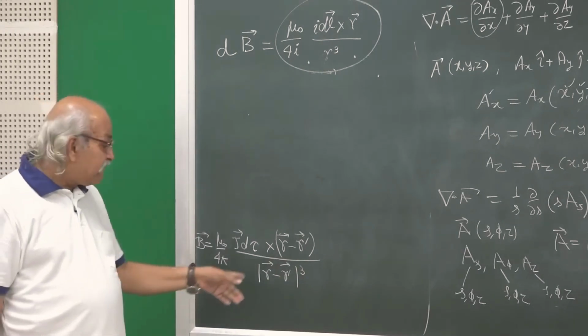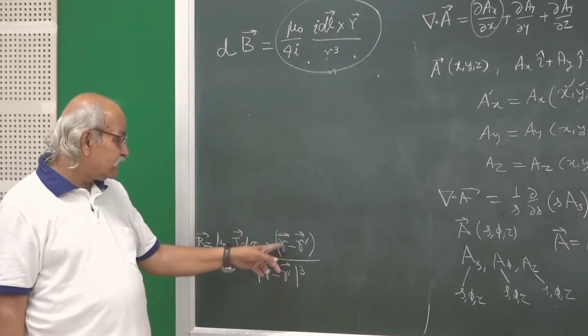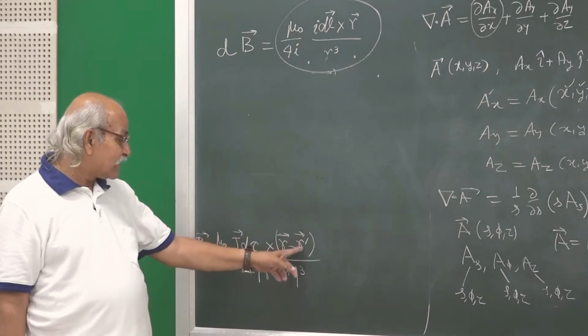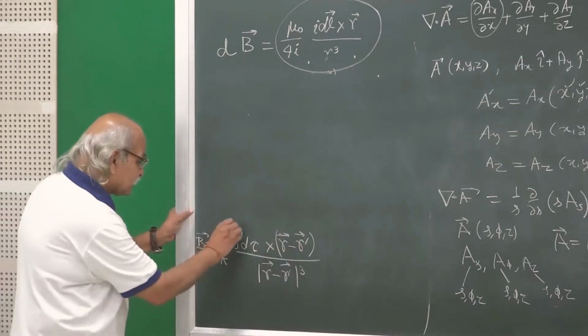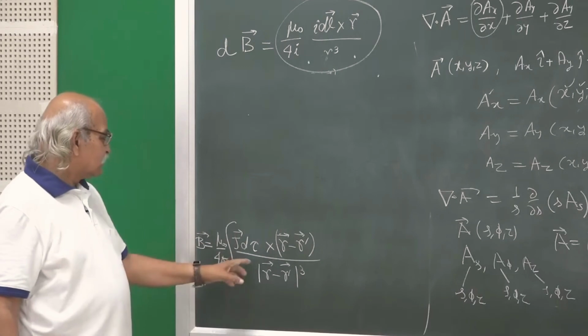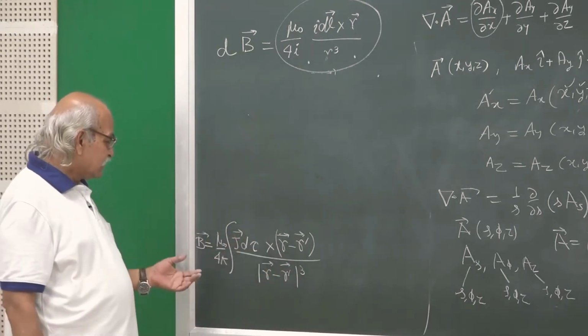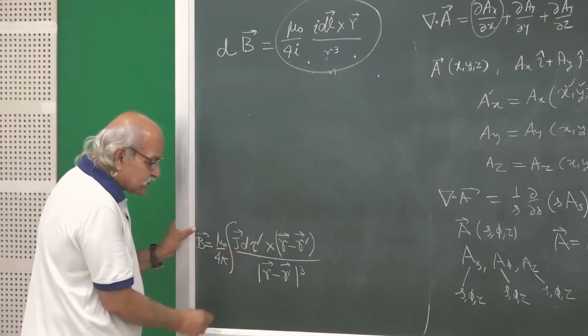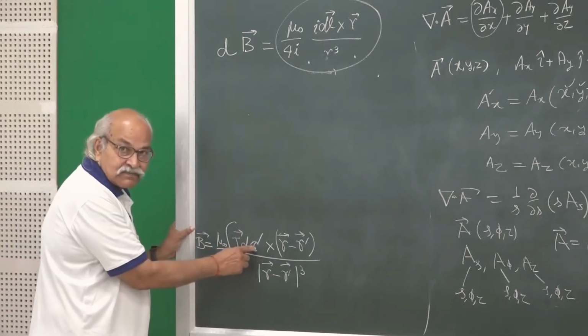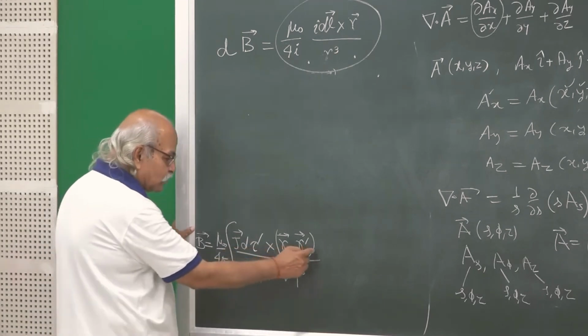Okay, and vary this r, not this r prime. So this is the integration with the entire current distribution. That is the magnetic field. Now it is integration over r prime. Okay, remember this integration is over r prime.